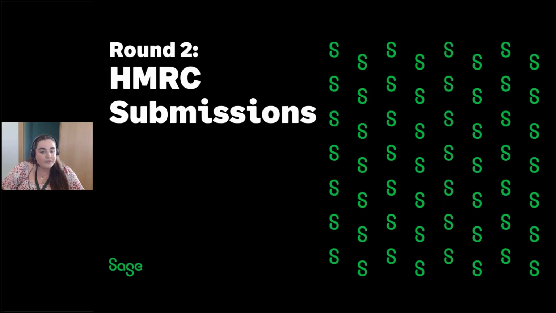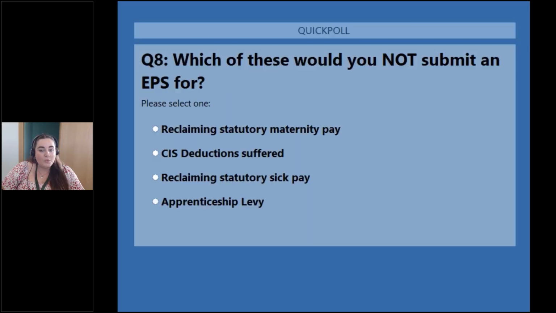There we go. Great. And we will move on to question number 8, which is, which of these would you not submit an EPS for, or an employer payment summary? So which of these would you not submit an EPS for? Is it reclaiming statutory maternity pay, CIS deduction suffered, reclaiming statutory sick pay, or apprenticeship levy? So which of these would you not submit an employer payment summary for?